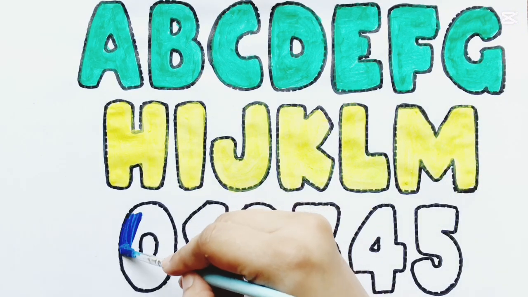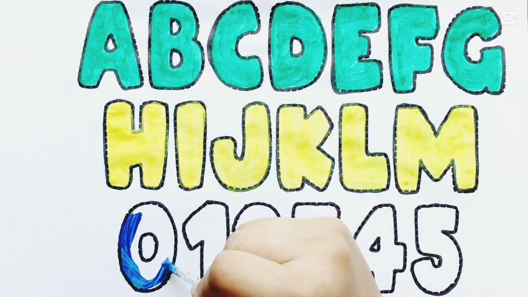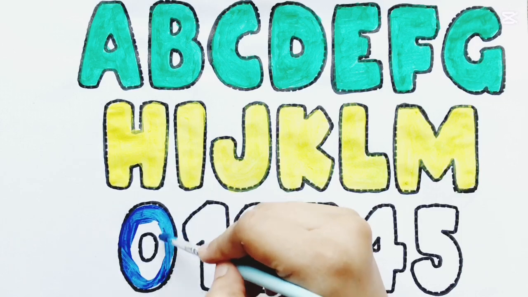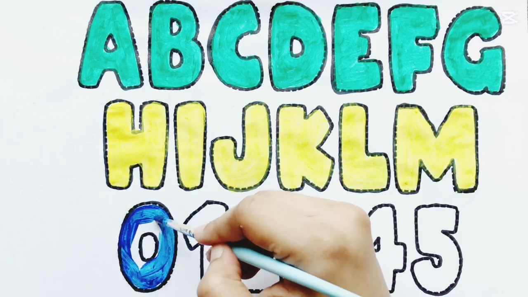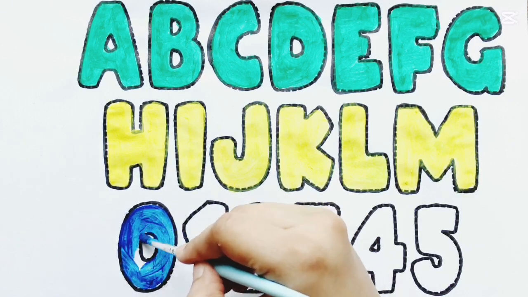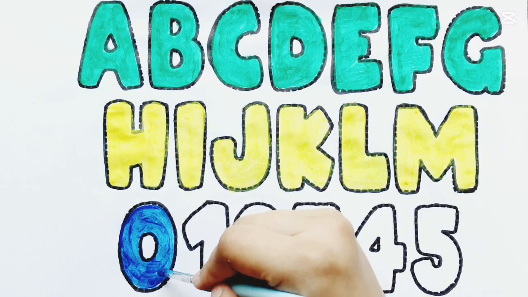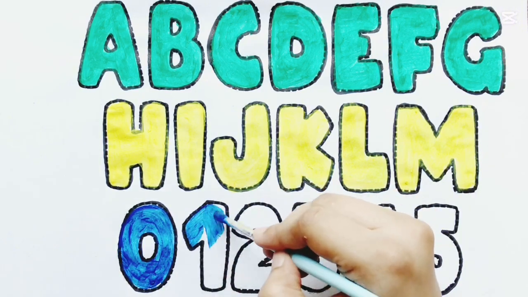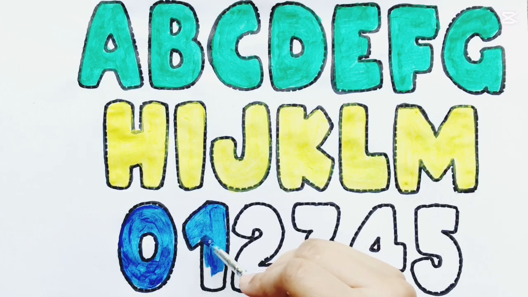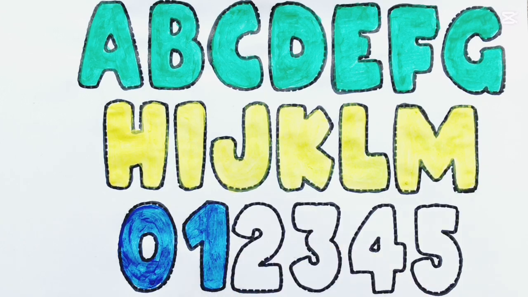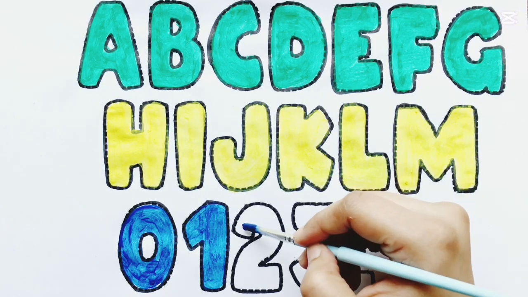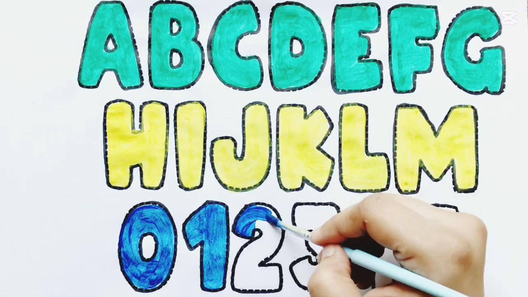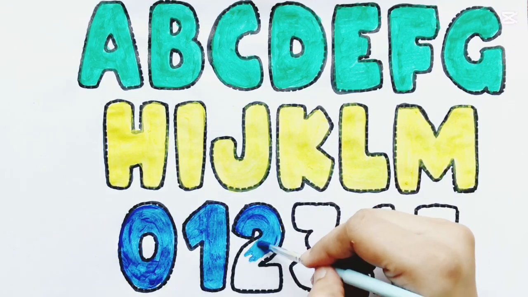Let's number. Below color number 0. Alligator, ant, amazing art. 1, 2, 3, let's go. A, B, C, count the rhythm band. 1, 2, 3, we're singing all together.